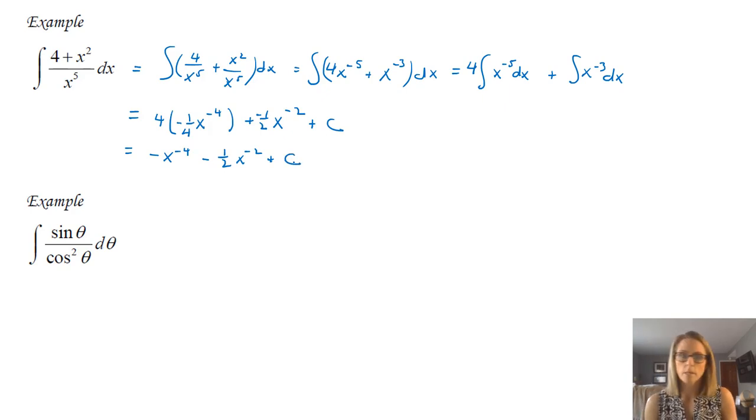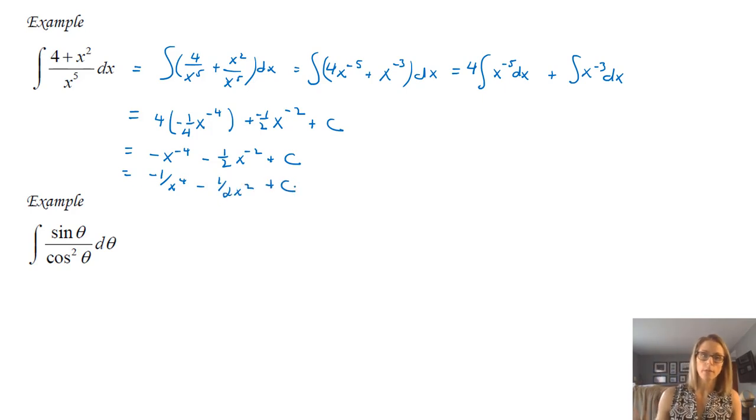And it's up to you. If you really want to write this as a negative 1 over 4x to the 4th and a 1 over 2x squared, that's fine. These things are equivalent, so either one is okay. Just make sure you don't do some weird combining, you've got to be careful. It's got to be right. So that would be our final answer right there.